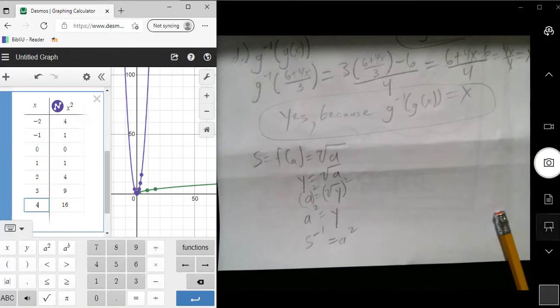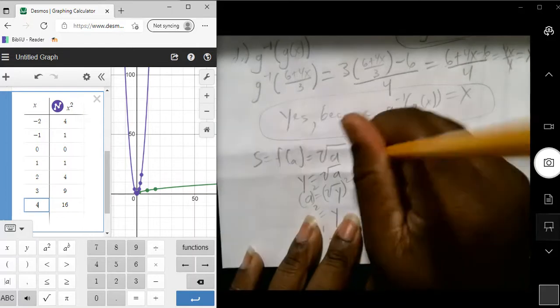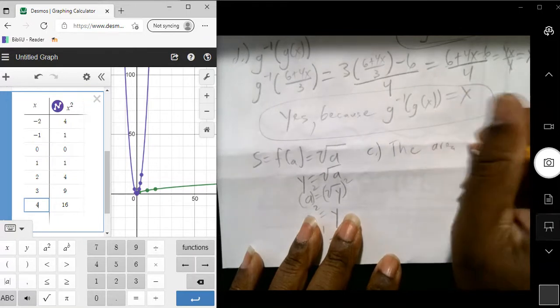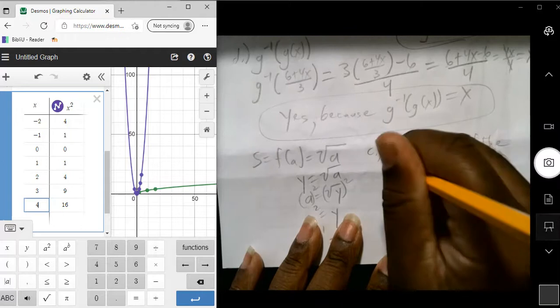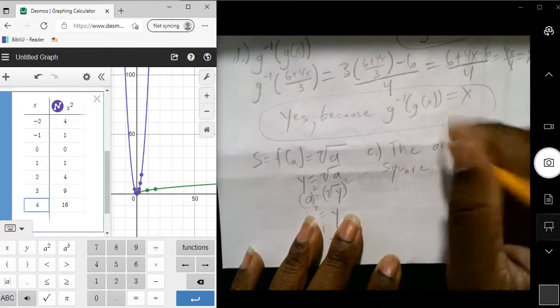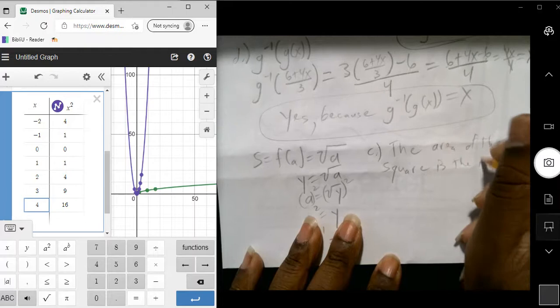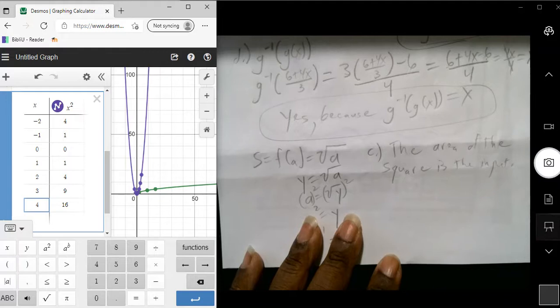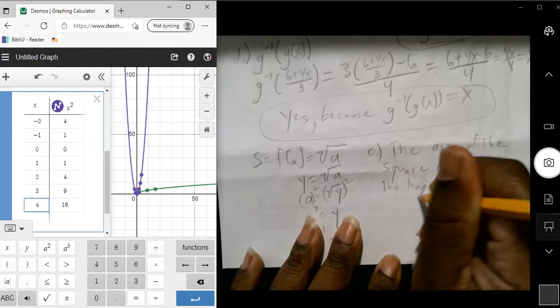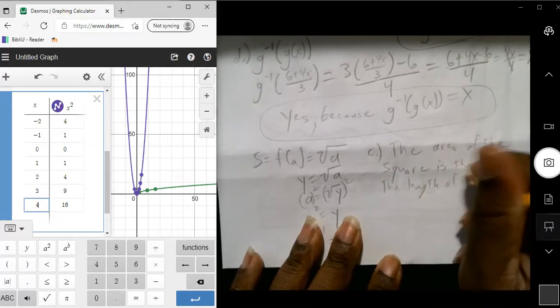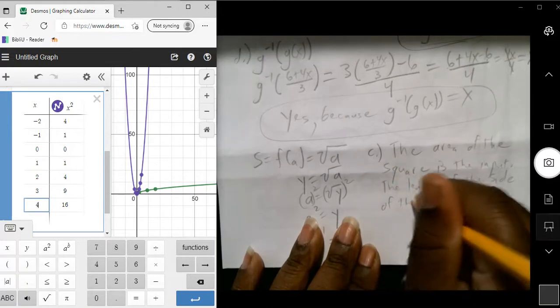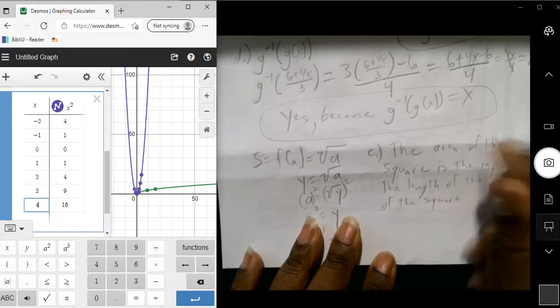Okay. So basically, the area of the square is the input. The area of the square is the input, which is x. So you know the area of a square is never going to be negative. The length of the side of the square is the output.